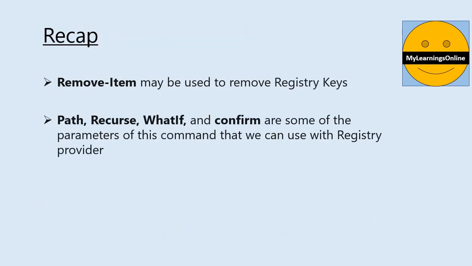Now let's recap. Remove-Item may be used to remove registry keys. Path, recurse, what if, and confirm are some of the parameters of this command.